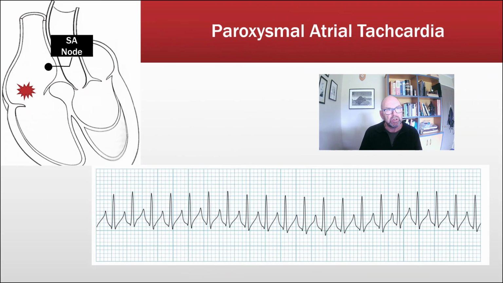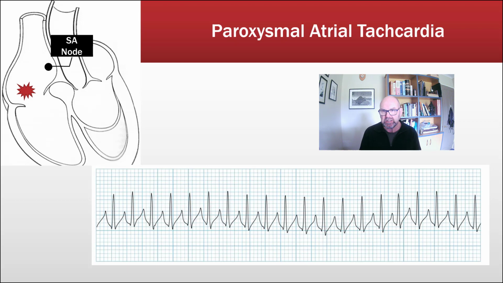This brings us to the final dysrhythmia we're going to look at, which is the paroxysmal atrial tachycardia. By definition, atrial tachycardia is 3 or more consecutive premature atrial beats, and we'll call it a sustained event if it's going to last for more than 30 seconds.